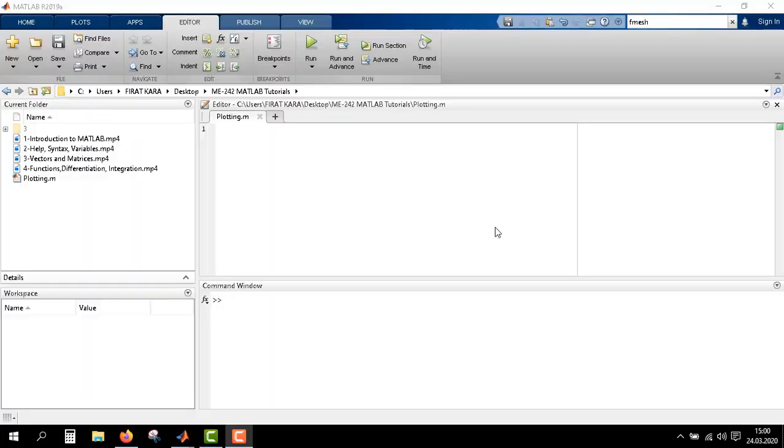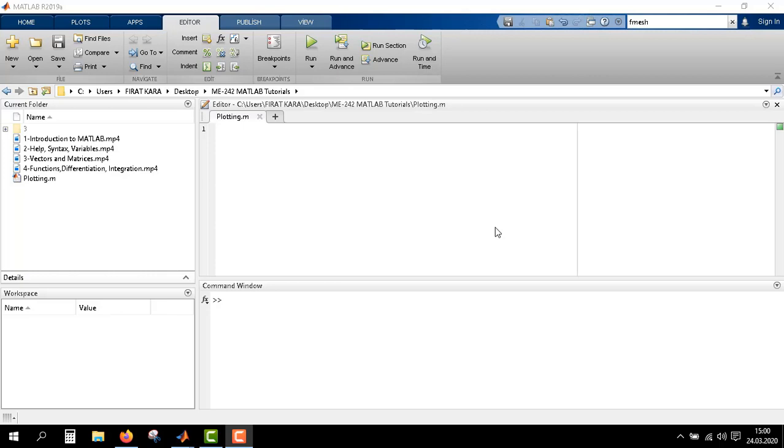Hi everyone. Today I'm going to talk about the plotting function of MATLAB. It's a very important tool to illustrate your data, to show your results in a pretty way.